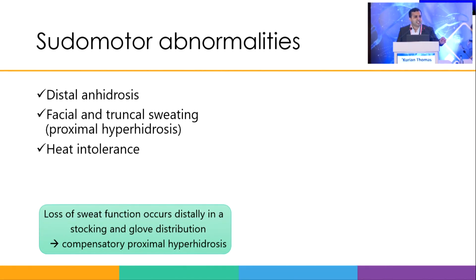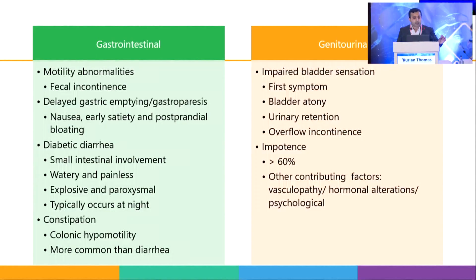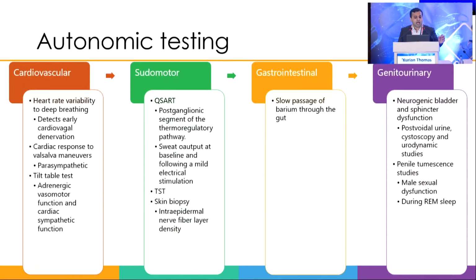Pseudomotor abnormalities, as we saw in our patient, had a distal anhydrosis and a proximal hyperhidrosis. You should not try to correct the hyperhidrosis with therapeutic maneuvers, because the patient can have tolerance issues. Gastrointestinal and genitourinary involvement due to autonomic dysfunction can occur. Gastrointestinal patients can present with diarrhea or with constipation. With genitourinary involvement, patients can have impaired bladder sensation, incontinence.